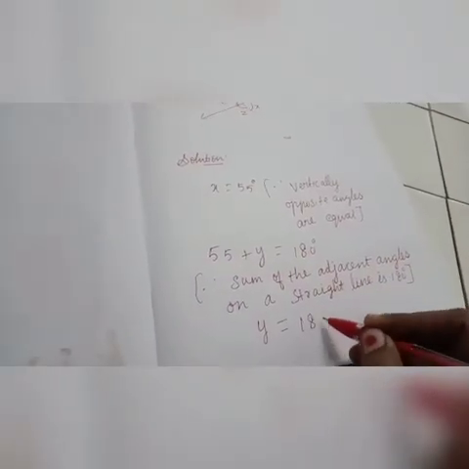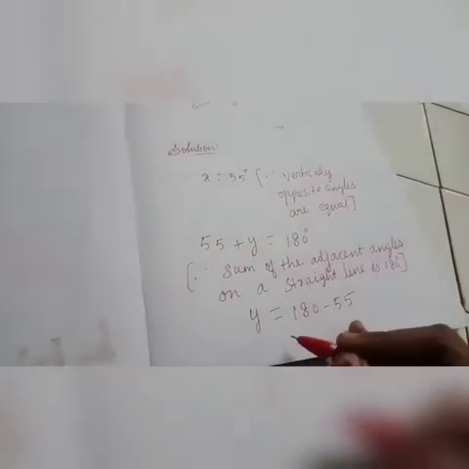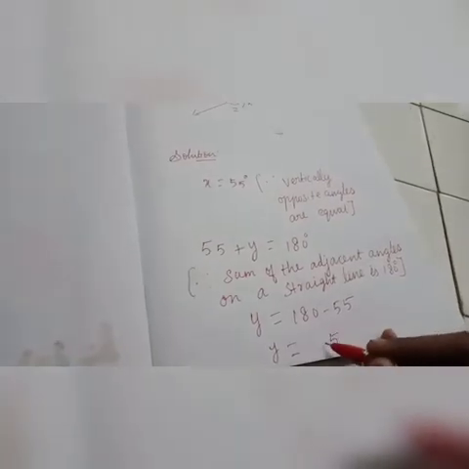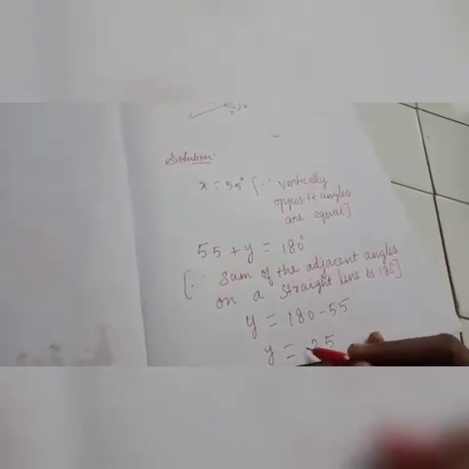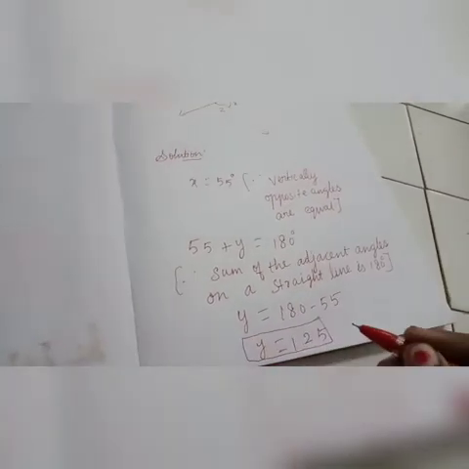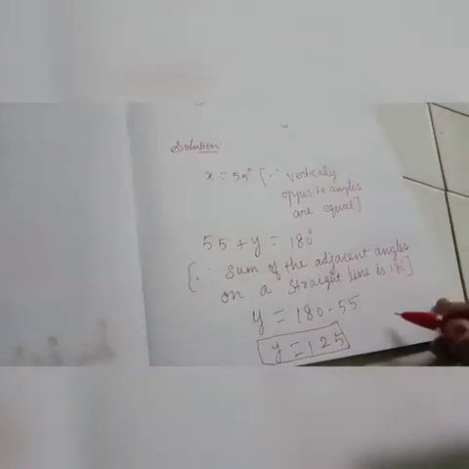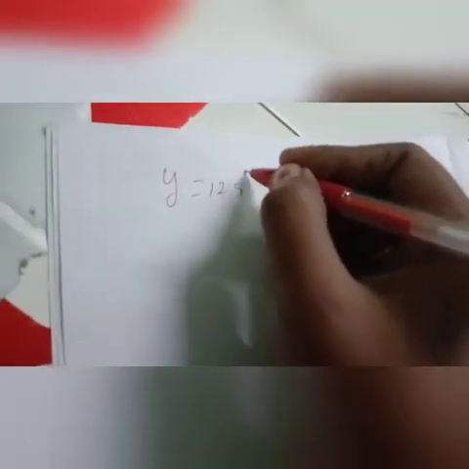So 180 minus 55. 180 minus 55 is nothing but here 10 minus 5, 5. Then 7 minus 5, 2. 125. Therefore, the value of y is 125. Y value 125 means z also 125 only. Why? Because these two angles are vertically opposite angles. So I can say angle z also 125 degree.